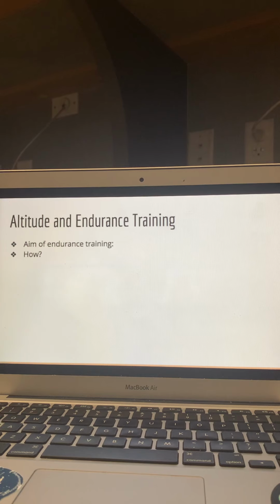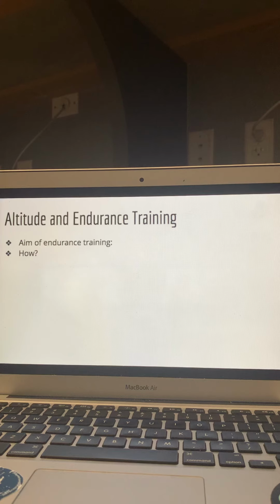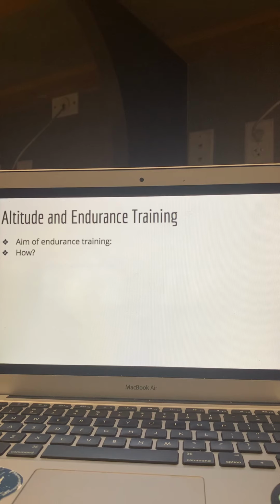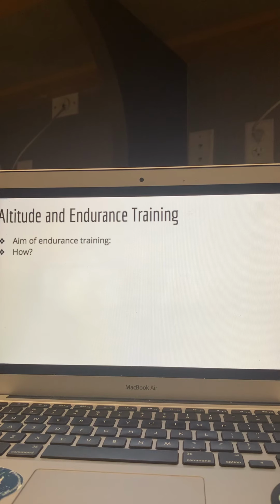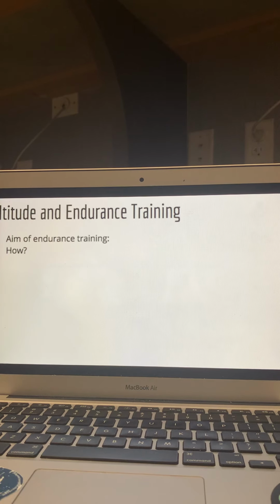Okay, so we've got altitude and endurance training. So what is the aim of endurance training at altitude? The needed oxygen of the muscles of these athletes often exceeds the capacity of the cardiovascular system. So the use of altitude training is to increase the total volume of red blood cells and hemoglobin mass in order to improve this limiting link. So how can we do it? Increasing arterial blood oxygen carrying capacity results in an increase in VO2 and enhancing performance at both sea level and altitude.